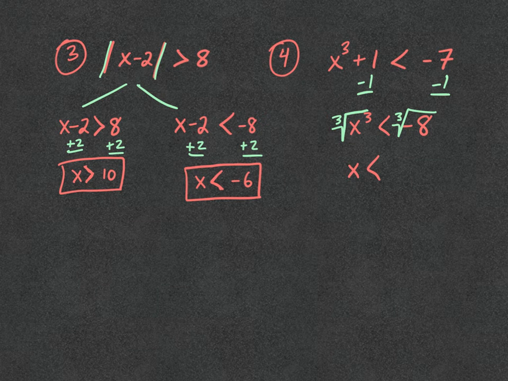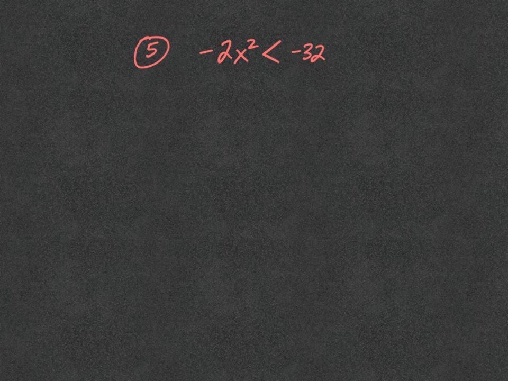Take the third root of a negative. You can do that. You can't take the square root of a negative, but you can take the third root of a negative, and there is your answer. So nothing different on that one. The x's didn't change at all.